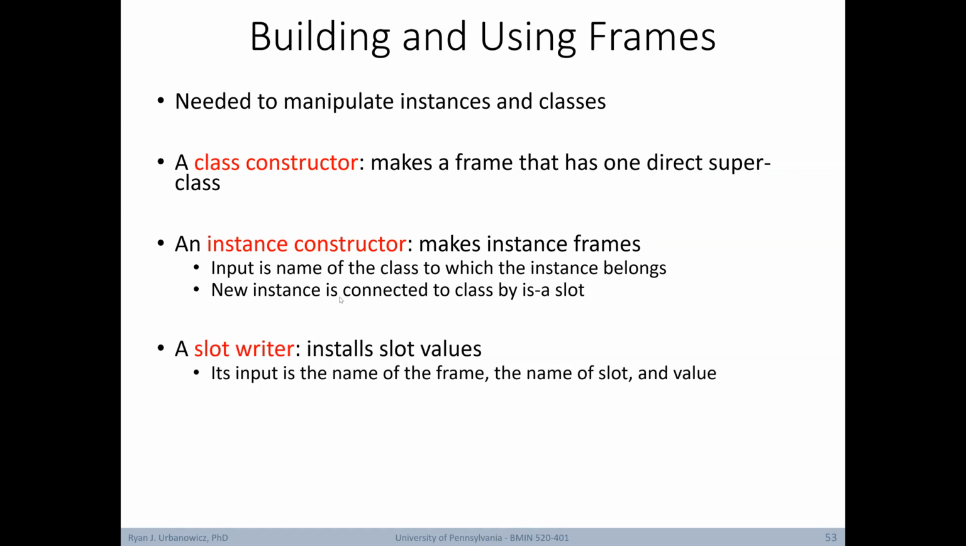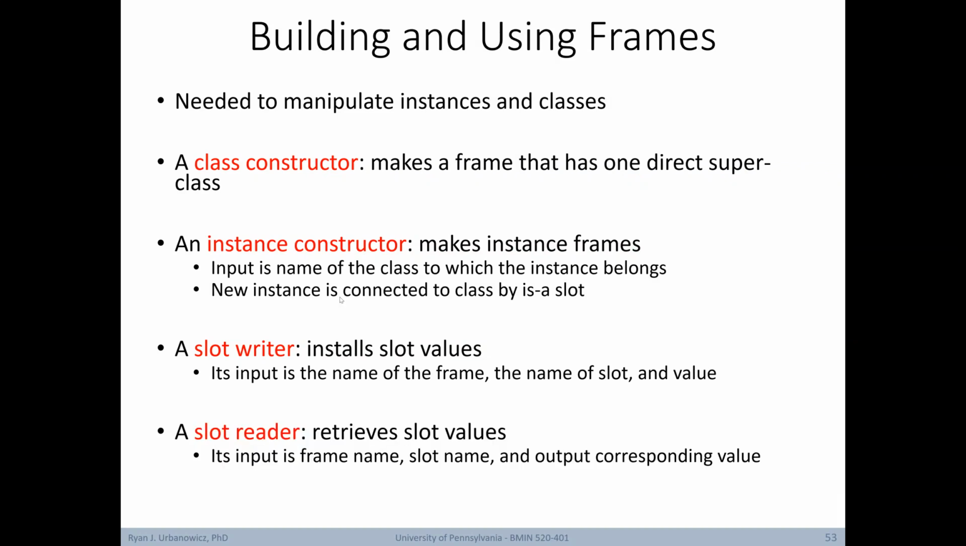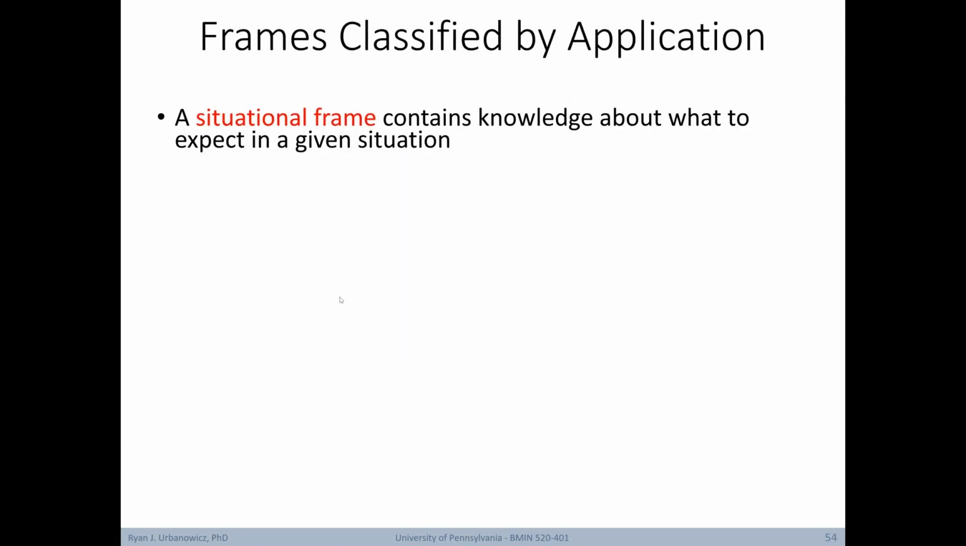Then there's a slot writer. This installs slot values. The input of the slot writer is the name of the frame, the name of the slot, and the value. Lastly, there's a slot reader, which receives slot values. The input of the slot reader is a frame name, a slot name, and the output corresponding value. Stepping back, we can classify frames by their application.